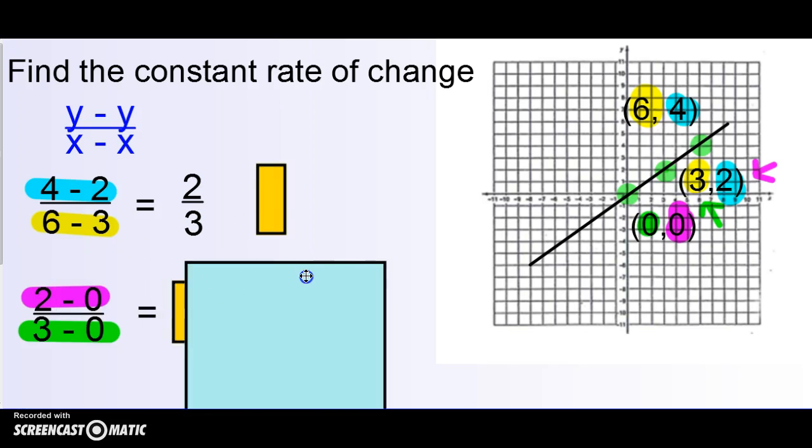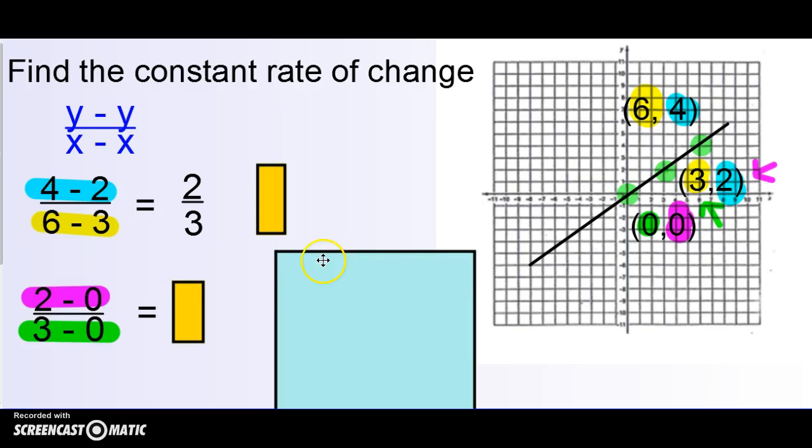Let's try another one. Take the second y, 2, minus the first y, 0. And then notice the second x minus the first x, 3 minus 0, is 3. So it's a constant rate of change of 2 to 3. So every time you went up 2, you went over 3. So you go up 2 over 3, up 2 over 3.